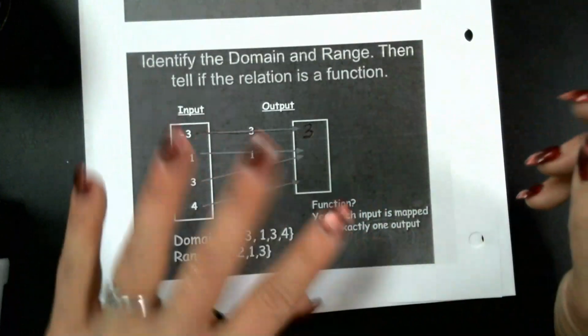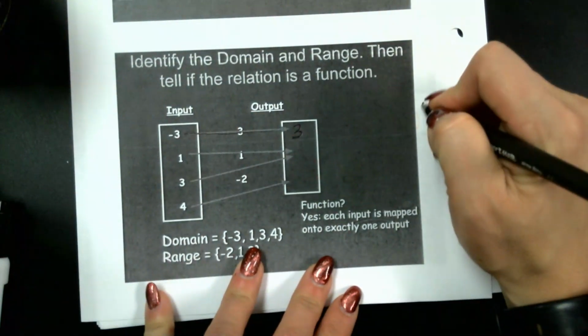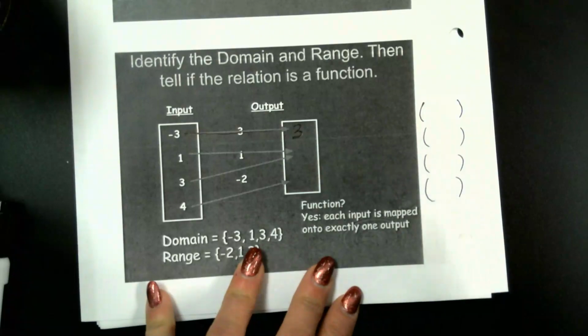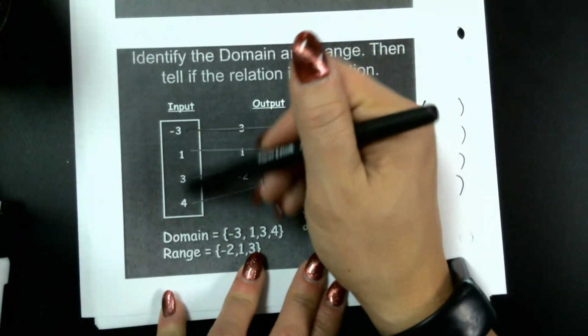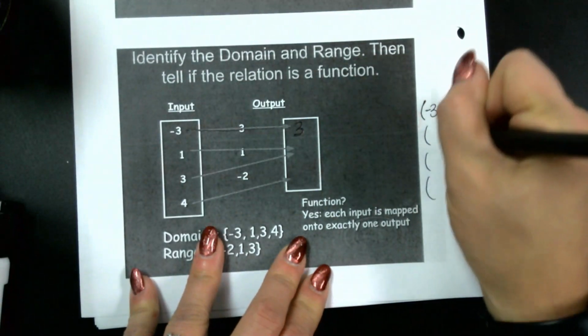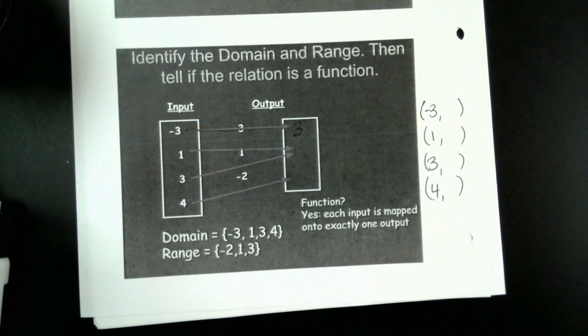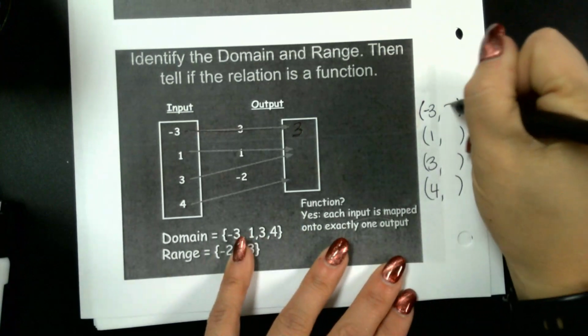If I asked you guys right now to list out the ordered pairs, this is called a mapping diagram. I want you guys over in this margin to write out our ordered pairs. The first column, these are the X values. So all we're going to do is list out -3, 1, 3, and 4. They're all of our X's. Now the arrow that is drawn will point to the Y value. So the arrow for -3 points to what number? The 3.